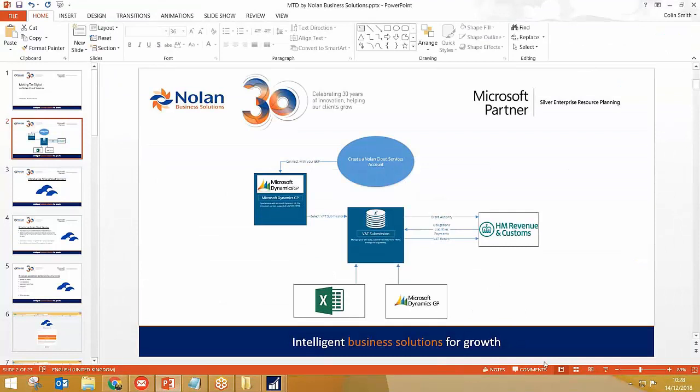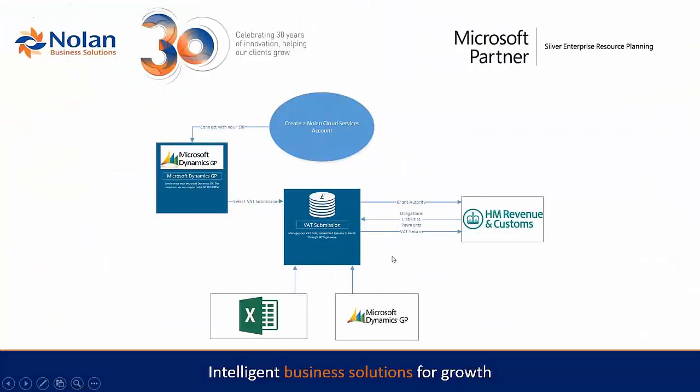So what we've seen is that we've created a Nolan Cloud Services account, we've linked it up to our GP, we've gone into our VAT submission, granted authority, and HMRC have sent us down the obligations, liabilities and payments. Through Dynamics GP, we've uploaded our VAT daybook, which we've been able to submit to HMRC. And through Arabica Investments, we've also been able to load an Excel spreadsheet and submit that to HMRC on your behalf.